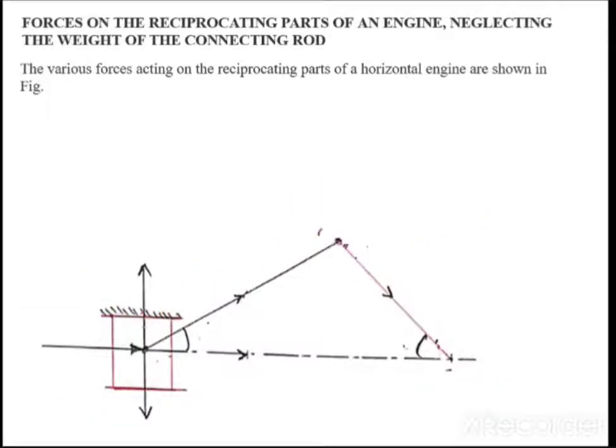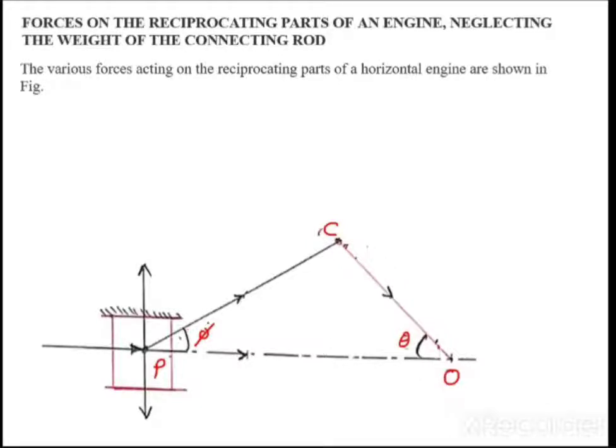Let me call this point P, and this point O. PO is the stroke line along which the linear velocity Vp is acting. Let me call this point C. OC is the crank, and PC is the connecting rod. Now let us say this angle of inclination is phi and this angle of inclination is theta.